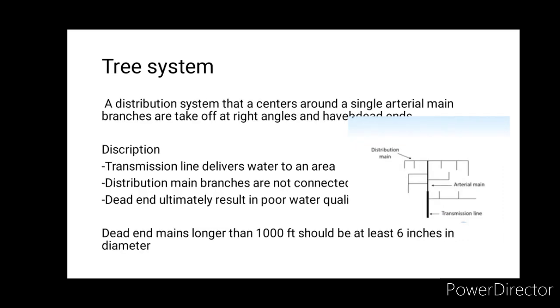The last one is the tree system. A distribution system that centers around a single arterial main, with branches that take off at right angles and have dead ends. Here's the description. The transmission line delivers water to an area. Second, distribution mains branches are not connected, and this results in dead ends, ultimately resulting in poor water quality. Dead ends longer than 1000 feet should be at least 6 inches in diameter.